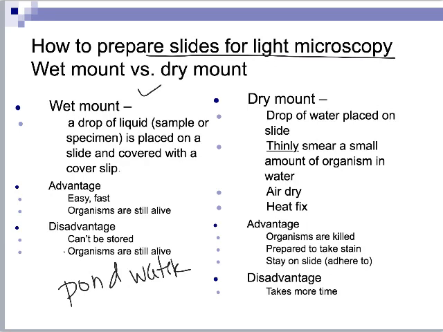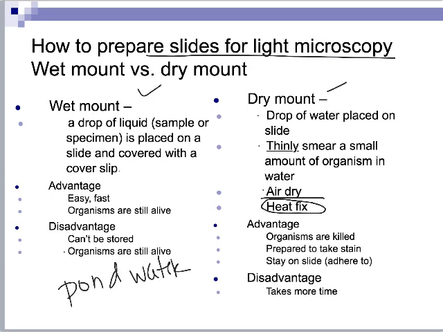Okay, now a dry mount is what we'll do this week in lab. So you place a little drop of water on the slide, and then we add a really thin smear of a small amount of your bacteria or whatever your organism is, and you smear it into the water. And then you let it air dry, and then after it's dry, we heat fix it.